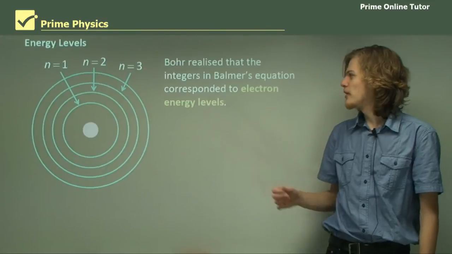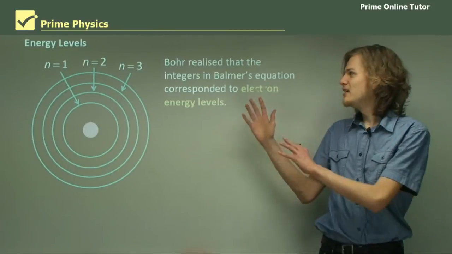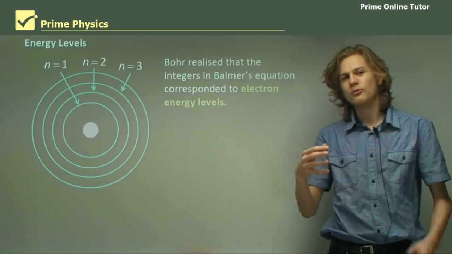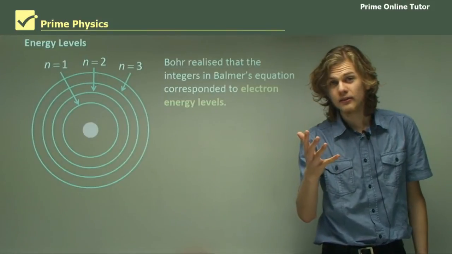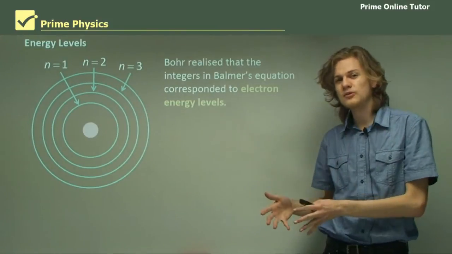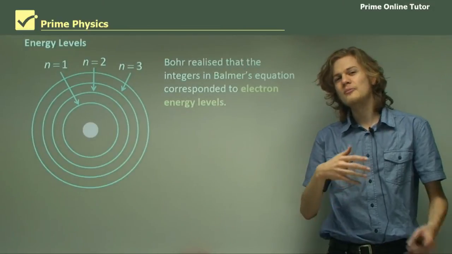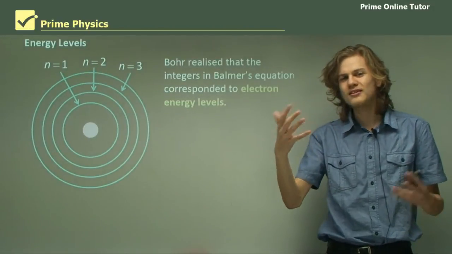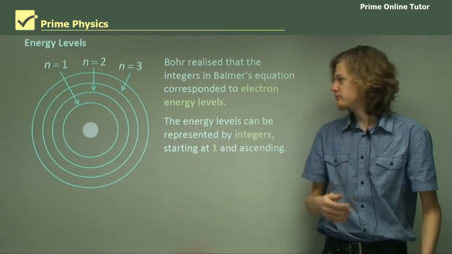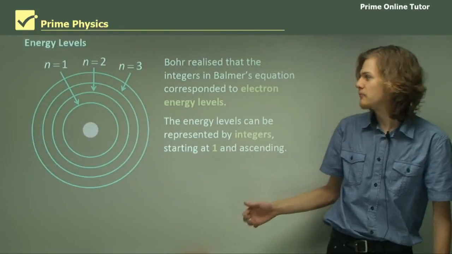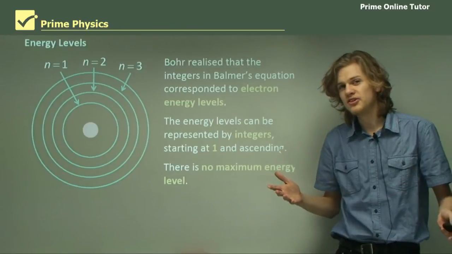So Bohr realized that the integers in Balmer's equation corresponded to energy levels of electrons, which is odd because these are integers. Normally when people thought about energy, they thought it's a continuous thing that is constant, right? But if you think about quantum theory, that means that energy is not continuous or constant. It comes in little packets, which is great if you want to describe electron energy levels as integers, little packets, instead of being continuous. The energy levels can be represented by integers starting at 1, 1 being the innermost one, as we can see from the diagram, and ascending. So after 1, you've got energy level 2, energy level 3, and so on and so forth. There is no maximum energy level, it just keeps going outwards.